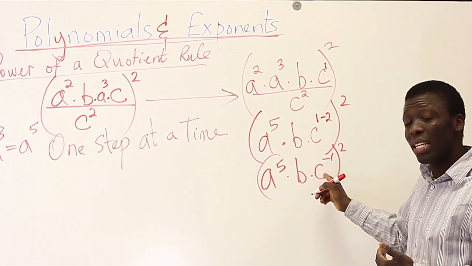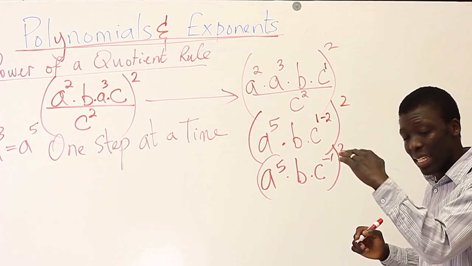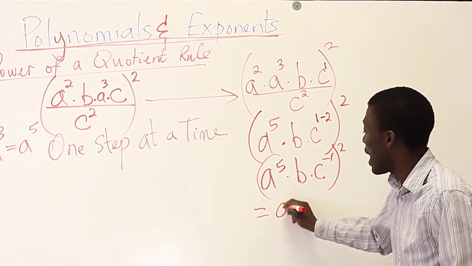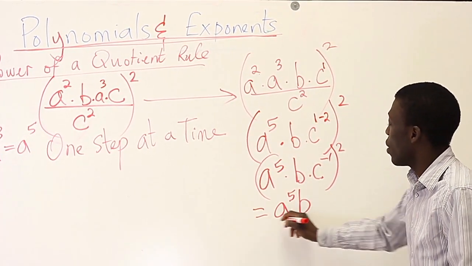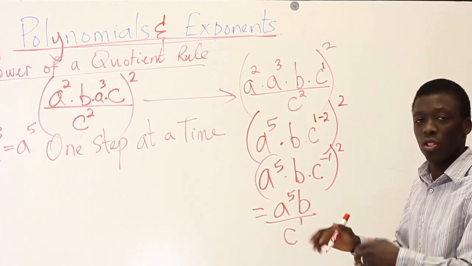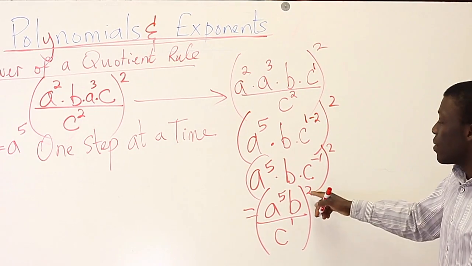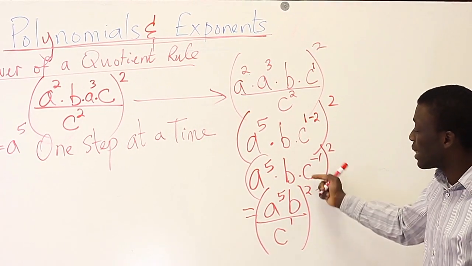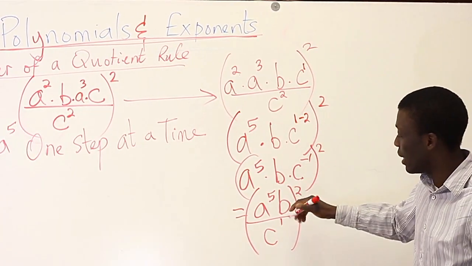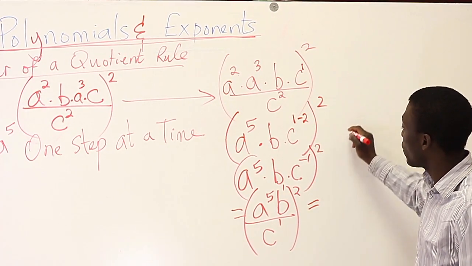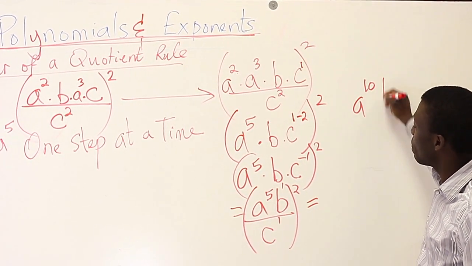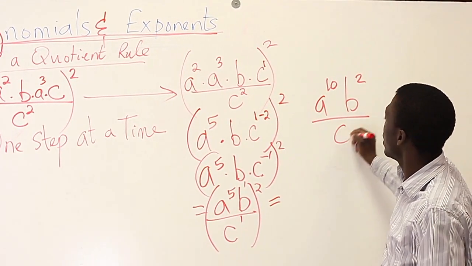Then you have to use the negative exponent property, bring that C down, so that will give you A to the 5th, B, divided by C to the 1st. Because when you bring it down, you get a positive power, and that's squared. That too will multiply the exponents of everything inside. And so your final answer will be A to the 10th, B to the 2nd, over C to the 2nd.